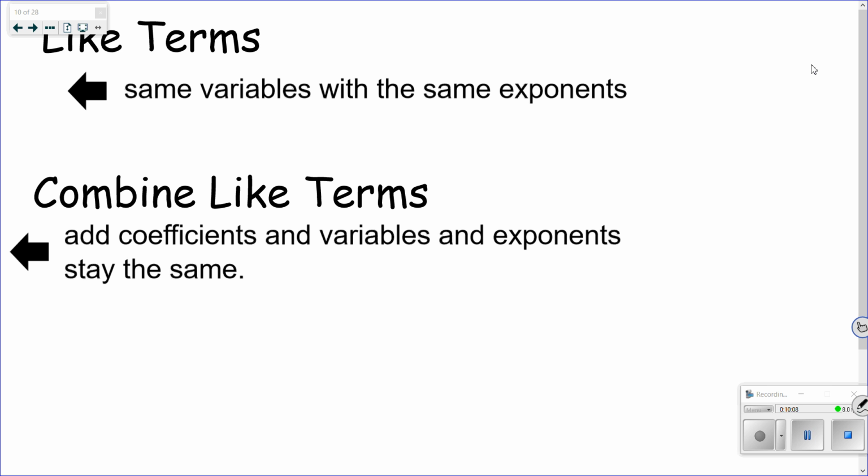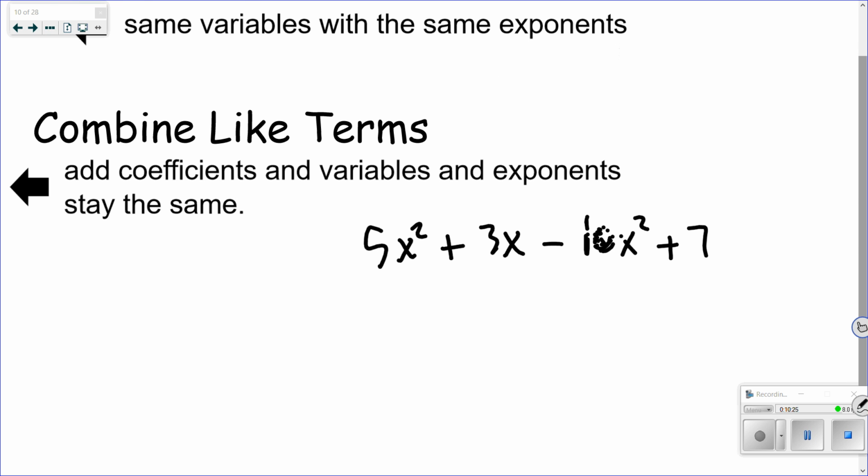So if I had 5x squared plus 3x minus 10x squared plus 7, and I asked you to write that in standard form and classify it, just like we did before, the first thing we're going to do is combine like terms. So sorry, the 10 didn't turn out good there. My board's being funny, but we'll try again. There we go. 10x squared.